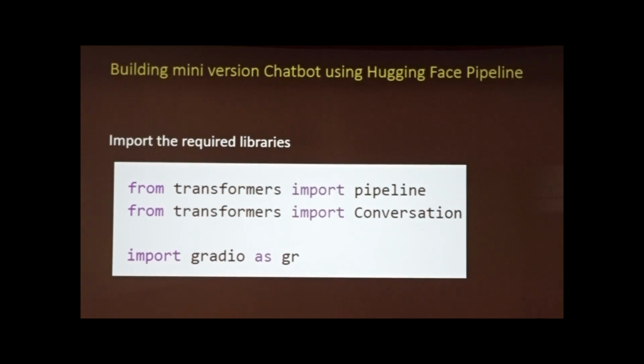I imported the pipeline with the command from transformers import pipeline, and the other required libraries. I wanted to create a conversation. For this I am using the Conversation class by importing it. Check it out, C is capital.